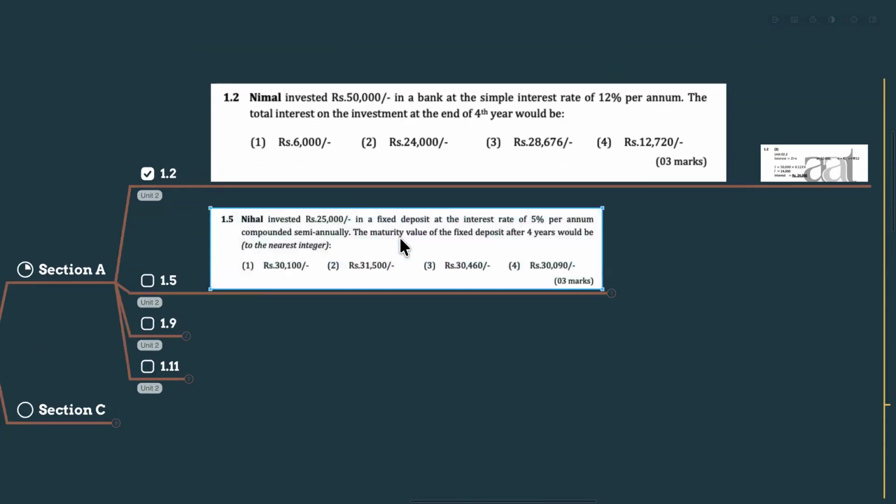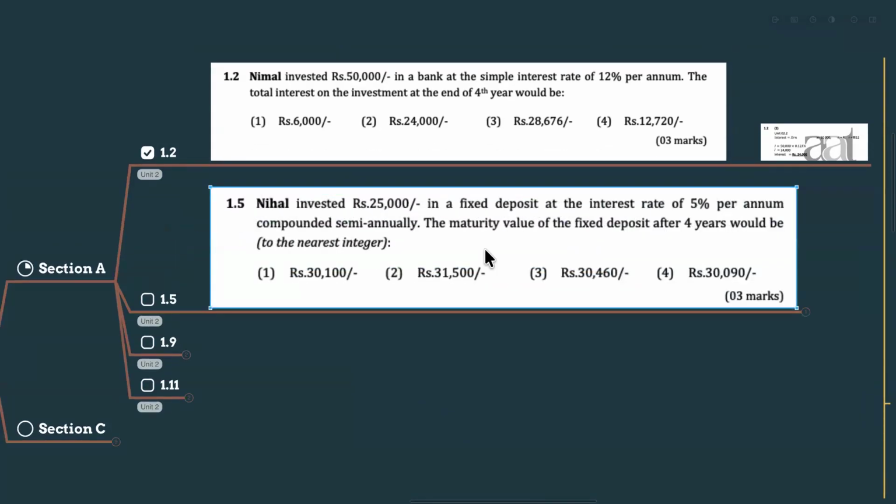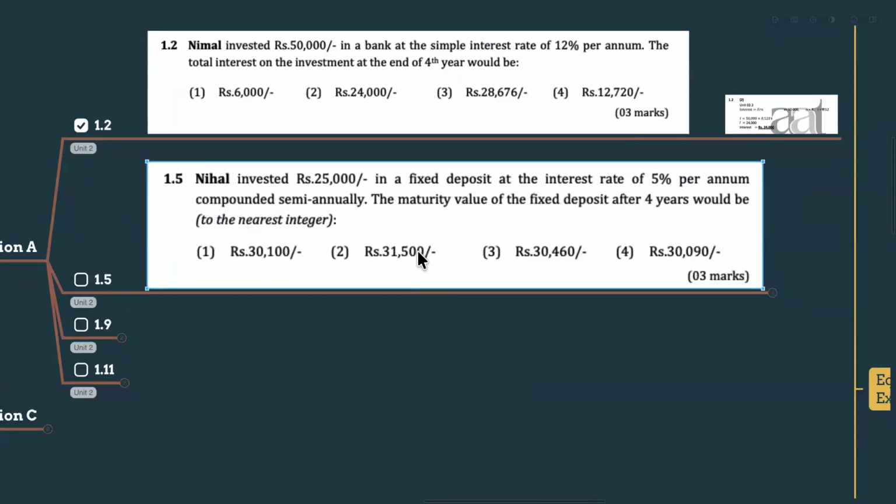So let's move to question 1.5 from the same paper, section A. Nihal invested rupees 25,000 in a fixed deposit at the interest rate of 5% per annum, but compounded semi-annually, right? It means 5% per annum, but they are going to give the interest every 6 months. So 5% per annum means 2.5% they will give you every 6 months. The maturity value of the fixed deposit after 4 years would be, to the nearest integer, is it going to be 30,100 or 31,500 or 30,460?